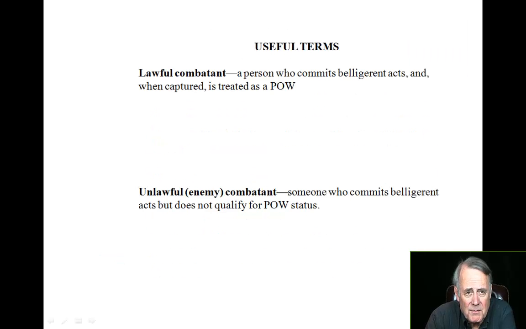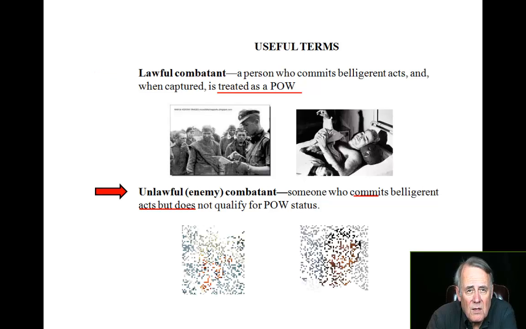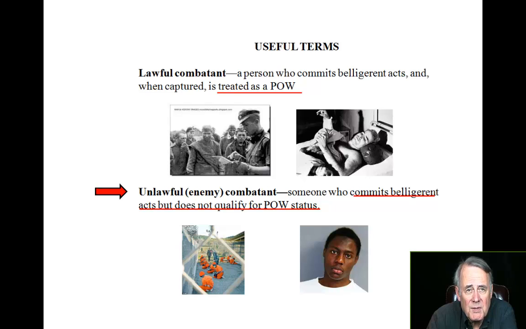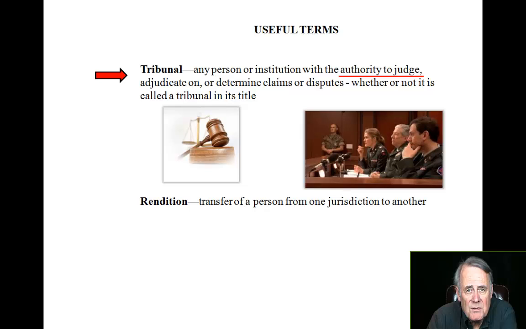Now here's some useful terms. Lawful combatant. A person who commits belligerent acts and when captured is treated as a POW. Unlawful enemy combatant. Someone who commits belligerent acts but does not qualify for POW status. Tribunal. Any person or institution with the authority to judge, adjudicate on, or determine claims or disputes, whether or not it is called a tribunal in its title.